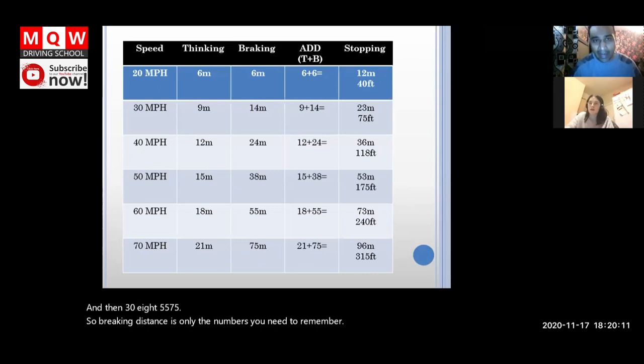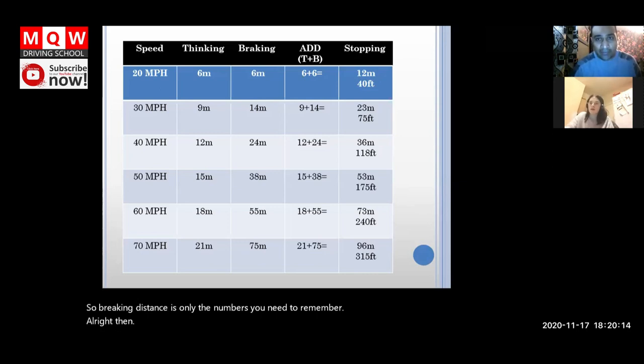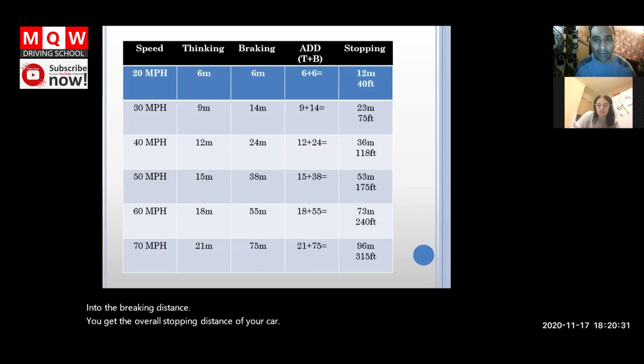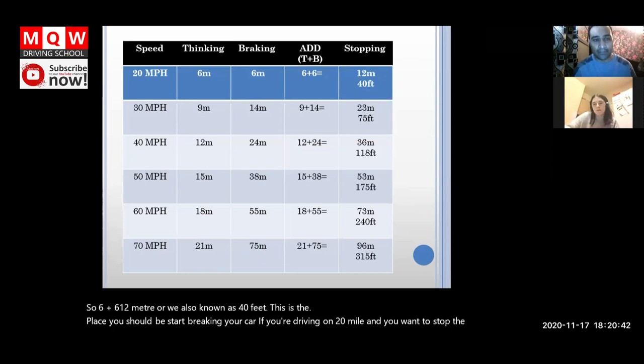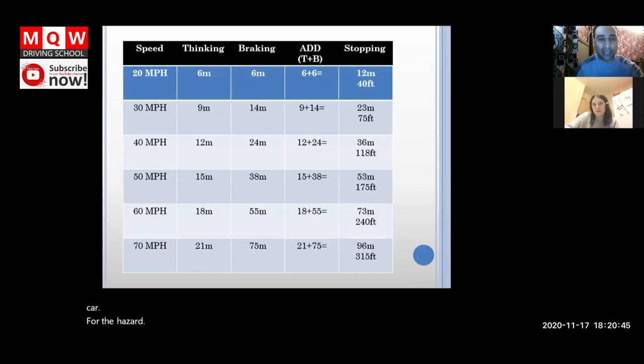All right, now check the 20 mile speed. If you add thinking distance to the braking distance, you get the overall stopping distance of your car. So 6 plus 6, 12 meters, also known as 40 feet. This is the place you should start braking your car if you're driving at 20 miles per hour and you want to stop the car for a hazard. Now at 30 miles, 9 meters plus 14, you get 23, and 12 plus 24 is 36.